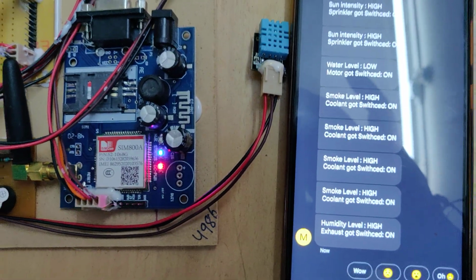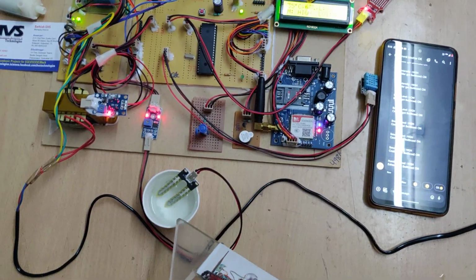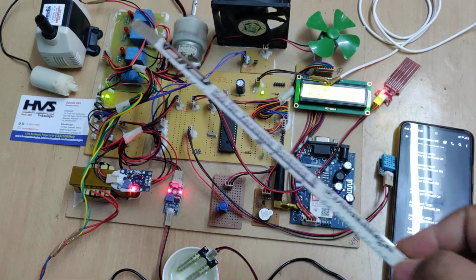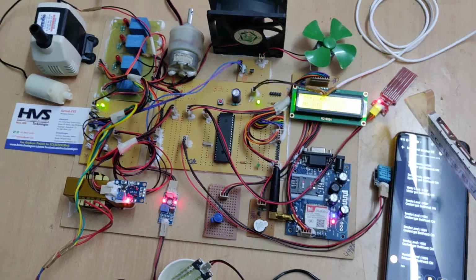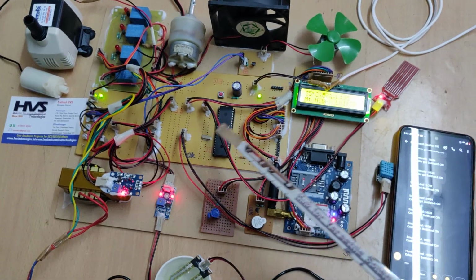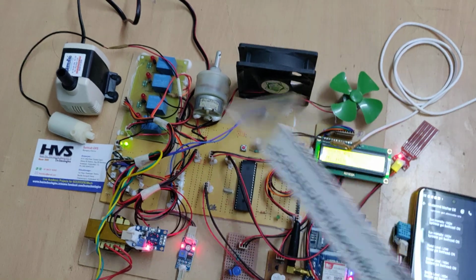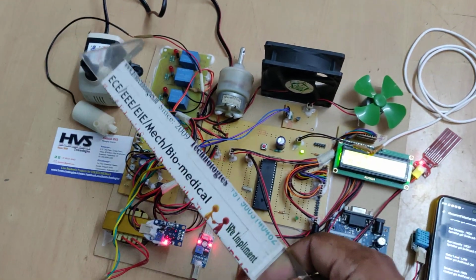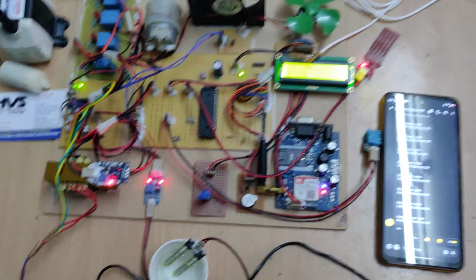the message alert also. So there we covered the water level, we got the message, moisture level, we got the message, and the motor will be controlled by the valve, and the sun lighting also we got the message, and next smoke and humidity, and also controlling parameters like sprinkler, water, the valve, exhaust fan, and the coolant. Right. Thank you.